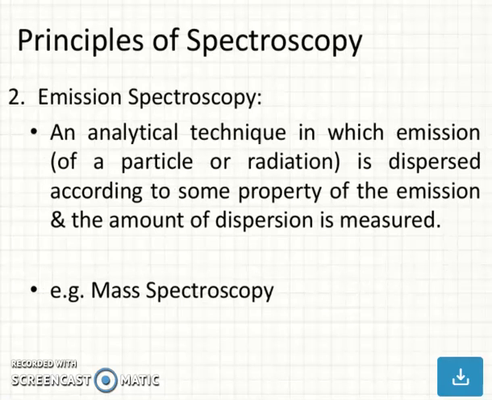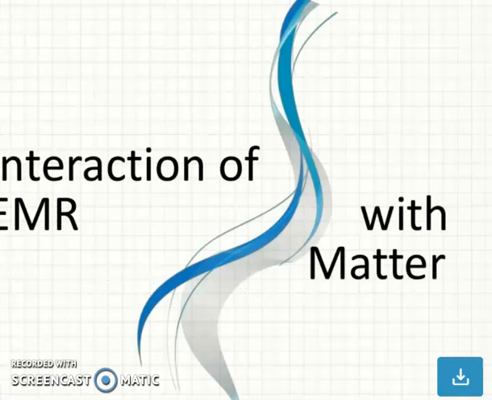Now, emission spectroscopy is also an analytical technique in which emission of particles or radiation is dispersed according to some property of the emission, and the amount of dispersion is measured. For example, mass spectroscopy.